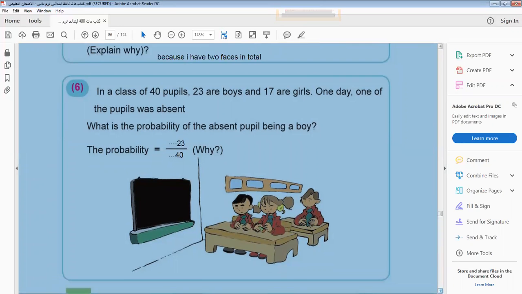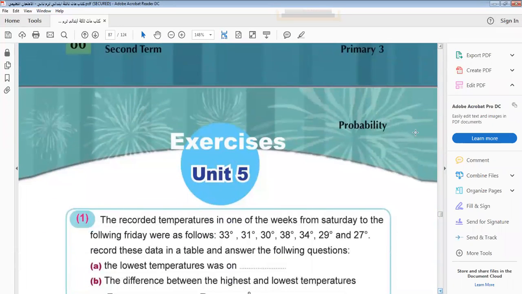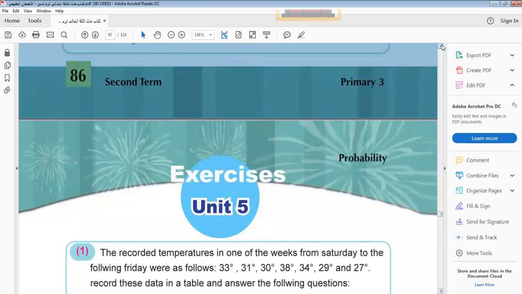In page 86, that is the last thing in the probability.